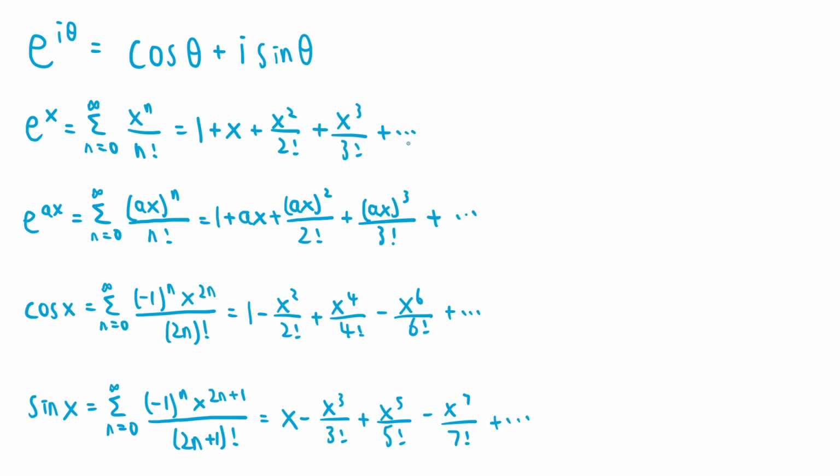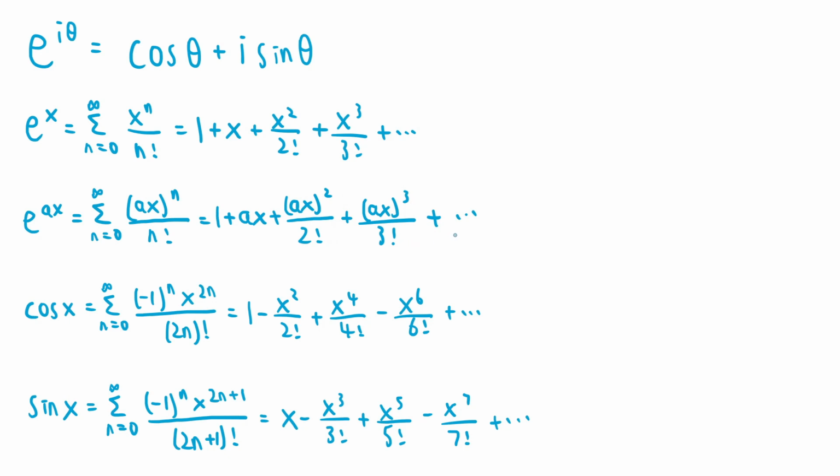There's a generalization of this Taylor series, which is the Taylor series of e to the power of ax, where a is a constant, and that's just the sum from n equals 0 to infinity of (ax) raised to the power of n over n factorial, and that just turns out to be 1 plus ax plus (ax) squared over 2 factorial plus (ax) cubed over 3 factorial, and so on.